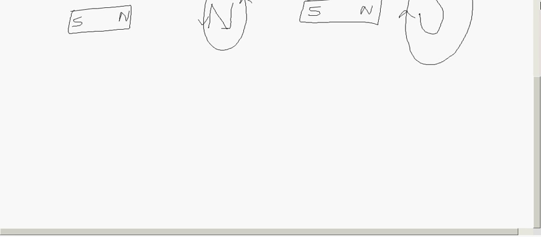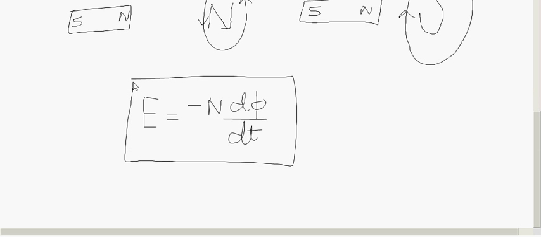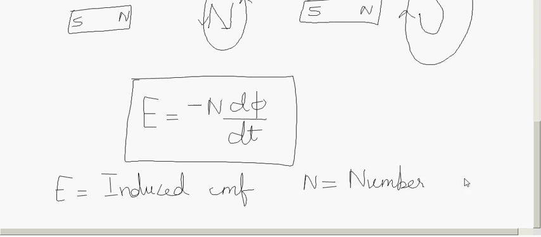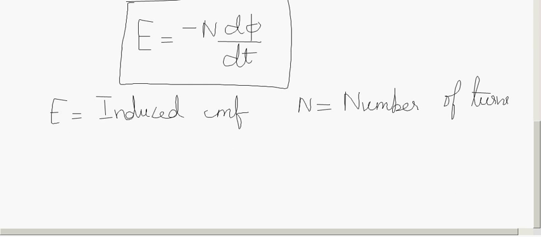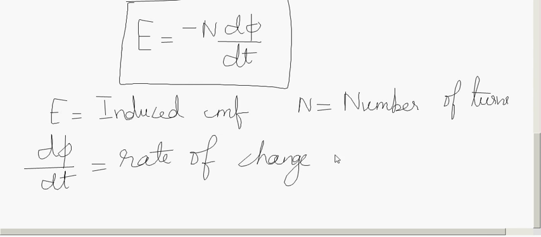So, using Faraday's law and Lenz's law, finally the induced EMF is written as E is minus N into d phi by dt, where E is the induced EMF in the coil and N is the number of turns in the coil, and d phi by dt is the rate of change of flux linking the coil.